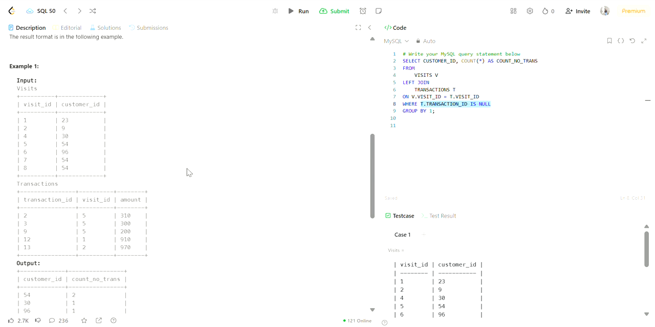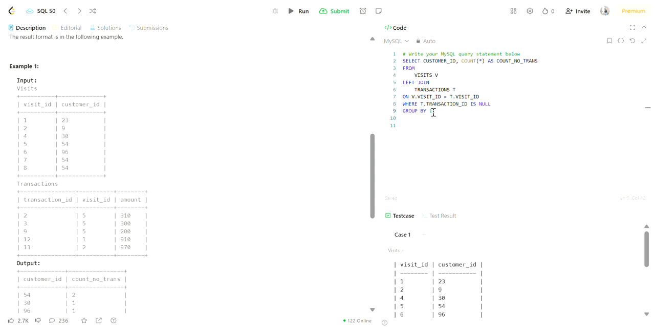Because if the customer has visited, so there will exist a visit ID. But if transaction has not occurred, there will be no transaction ID. So transaction ID will be null. And then once we have all these details, we have to count all such visit IDs for every customer. So we need to group by every customer.